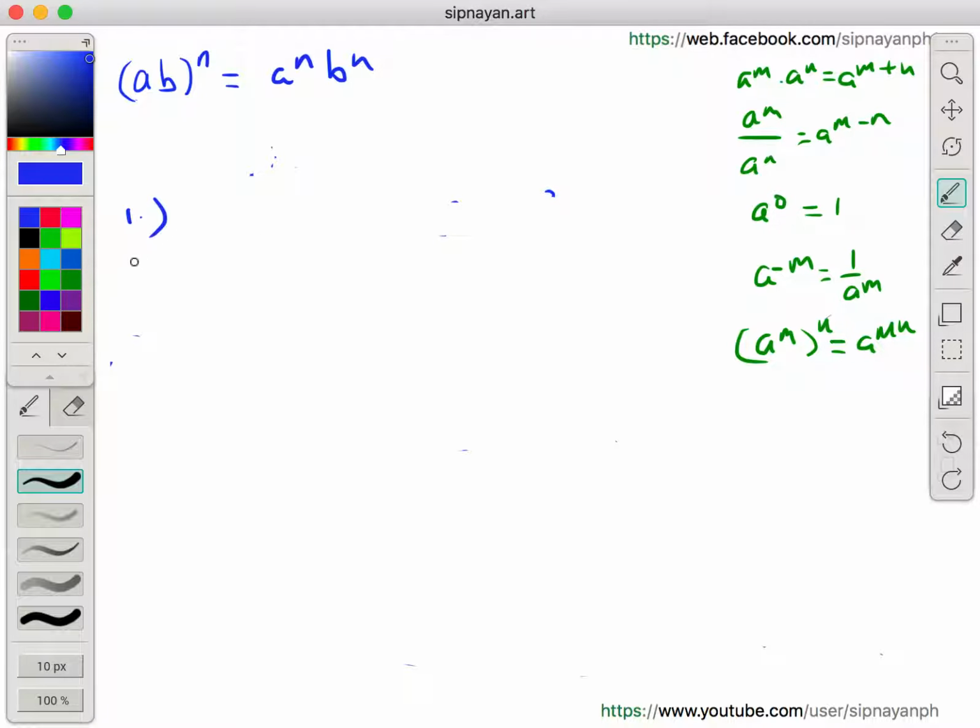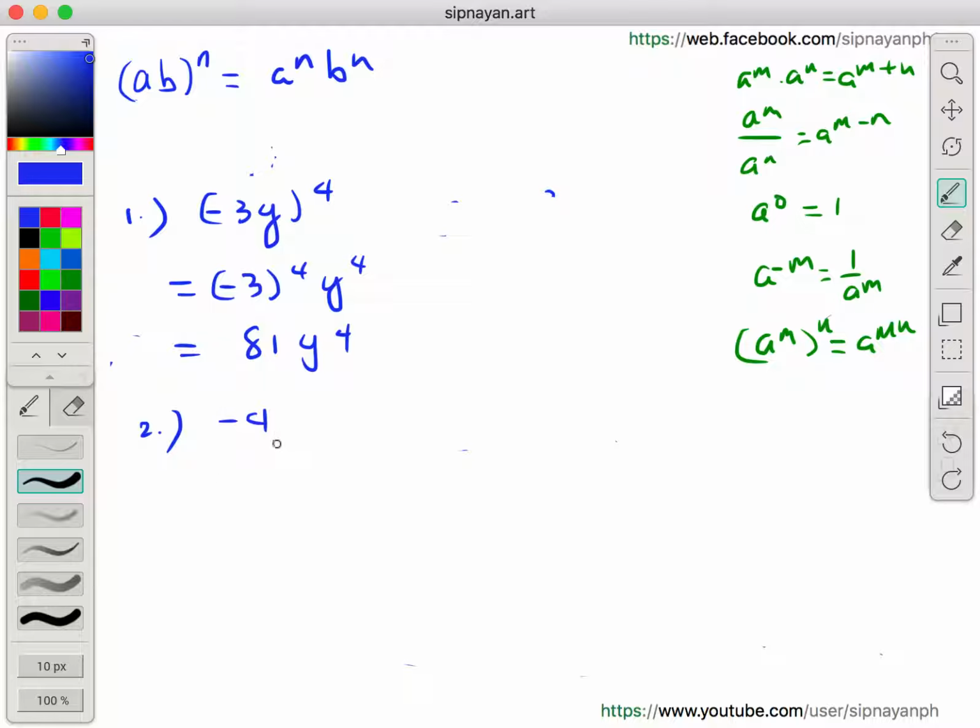So, example 1, we have (negative 3y) raised to the 4th power is equal to negative 3 to the 4th, y to the 4th. Well, kung gusto nyo simplify, pwede naman. Maging 81, diba? Negative 3 times negative 3 is 9. Times negative 3 is negative 27. Times negative 3 is 81. y to the 4th.